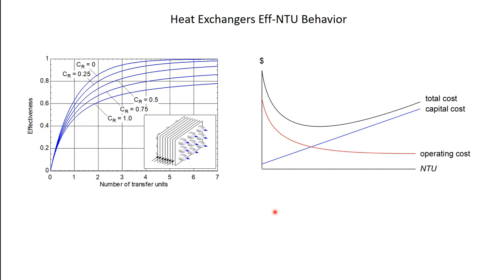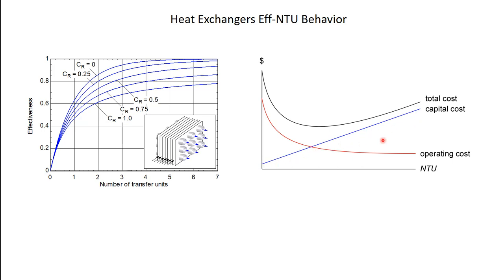And total cost is going to be the sum of some kind of a capital cost, which is how much I had to pay for my heat exchanger, and an operating cost, which is how much I have to pay to operate my system. So how does capital cost behave as a function of NTU? Well, if I have a non-existent heat exchanger, it doesn't cost anything. And then, as I make my heat exchanger bigger and bigger and bigger, the capital cost is going to increase, maybe linearly, maybe less than linearly.